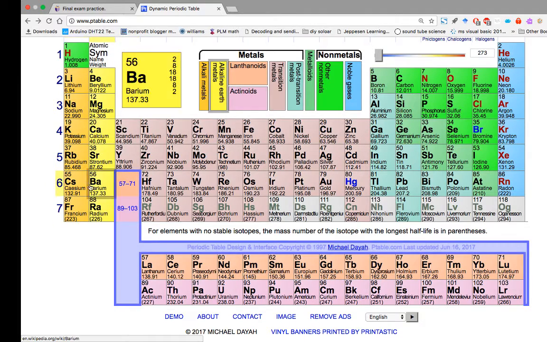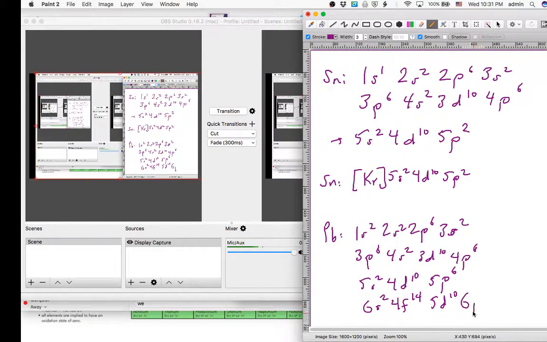So it would go like this, 6s2, and then starting from cerium, 4f14, and then jumping back over here with this spot being lanthanum, it would be 5d10. Okay, and then this one is 6p, so it's 6p1, 6p2, so it's 6p2. 5d10, 6p2. So that is how to do the electron configuration. That was number 7.